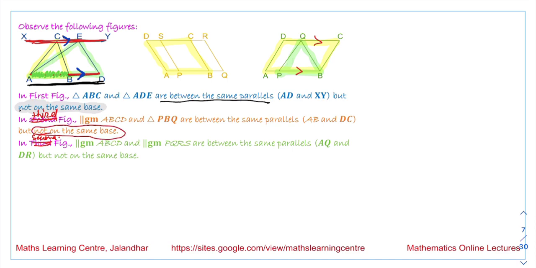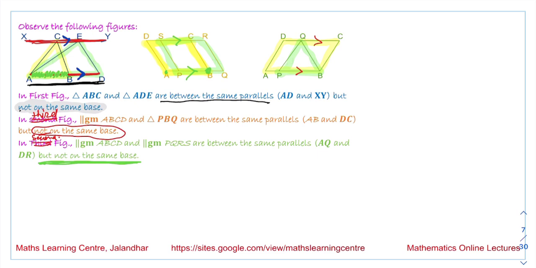Similarly, third case, ABCD is a parallelogram and PQRS is a parallelogram. These two parallelograms are not on the same base, but they are between the same parallels. These are the parallel lines in which they lie, but their base is not the same. So these are some of the examples from which we can distinguish between the figures, how they lie on the same base and between the same parallel lines.